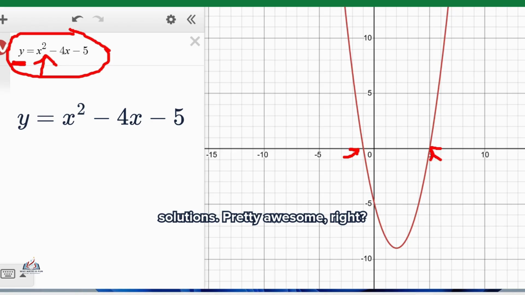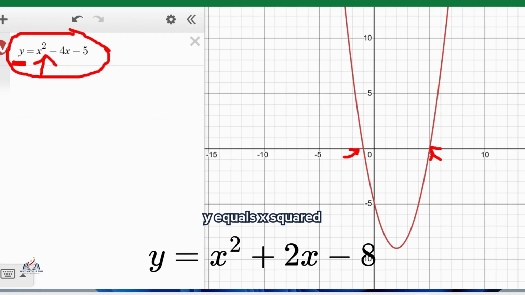Pretty awesome, right? Now it's your turn. Graph this one: y equals x squared plus 2x minus 8. Where does the parabola cross the x-axis? What are your two solutions? Let me know what you find out.